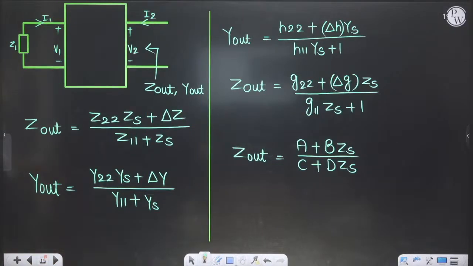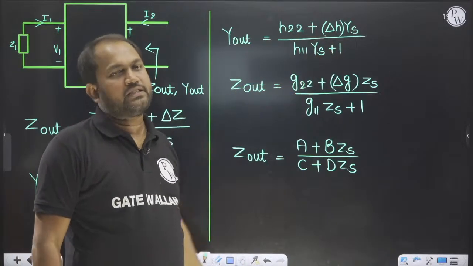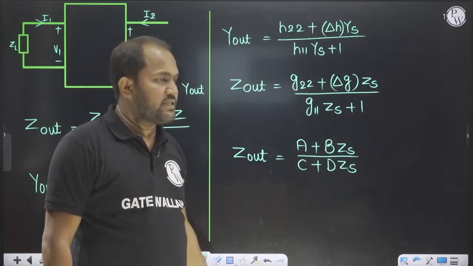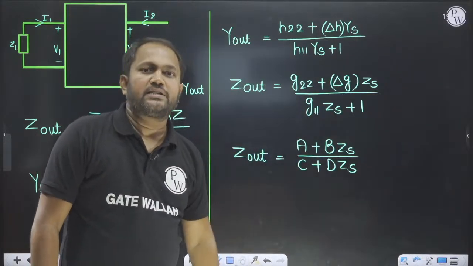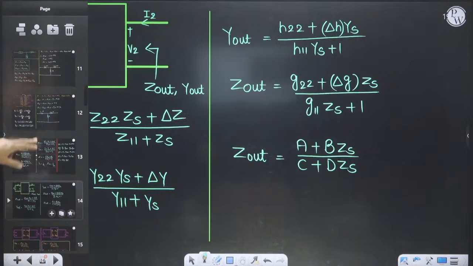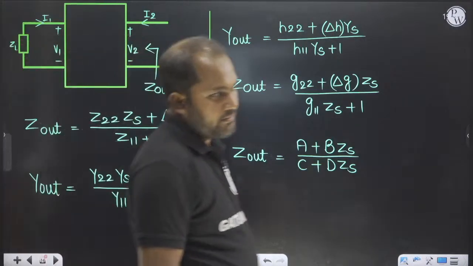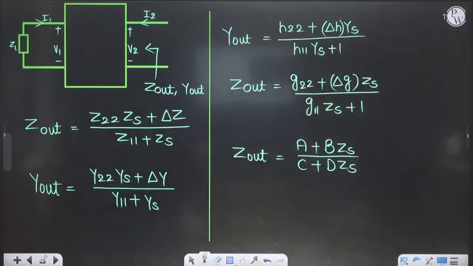Second, this is output resistance or output impedance. Z parameter, Y parameter, H parameter, G parameter and ABCD parameter, with ZS given. You can easily find out. So you can write it down. After that I will turn the page. So pause the video and write down the formula.